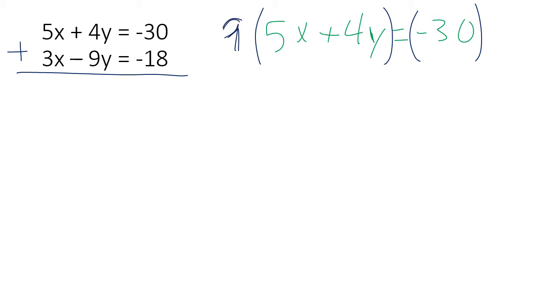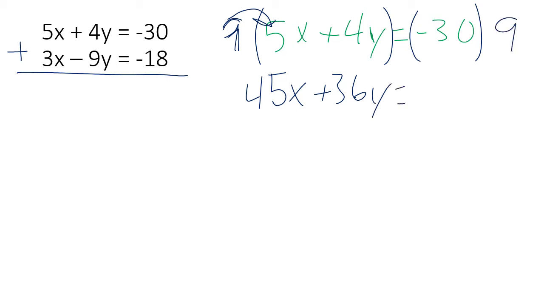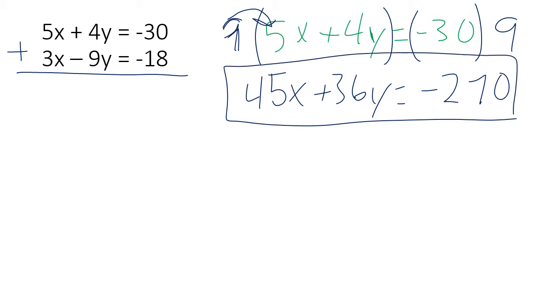So I have to distribute this through. 9 times 5x is going to be 45x. 9 times 4y is going to be 36y. And then, of course, I got to multiply this side. 9 times 30 is going to be 270. And then the negative sign, 9 times negative 30 will be negative 270. All right, so this is an equation I can use. Now let's go ahead and look at the other one.